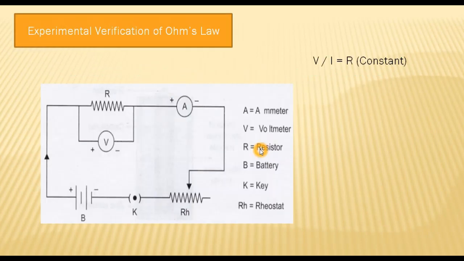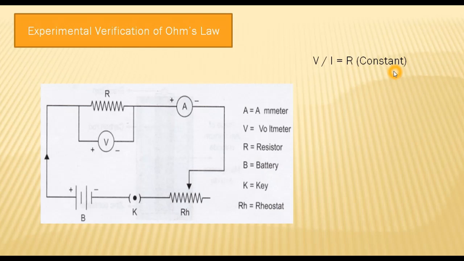Now comes the experimental verification of Ohm's law. That is, if we can show that for a given conductor, say a piece of resistance wire, the ratio of potential difference and current is constant, then Ohm's law will get verified. Alternatively, we can draw a graph between potential difference and current, and if this graph is a straight line, even then Ohm's law gets verified. So let's see how this is done in the laboratory.